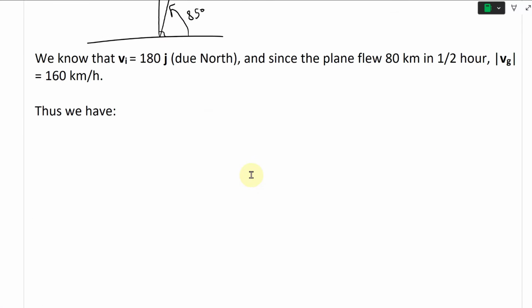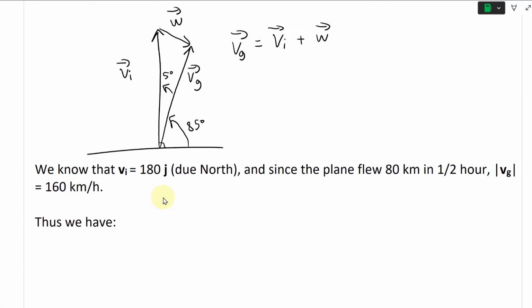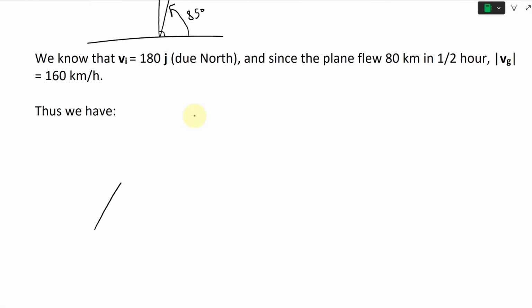Thus, first of all, we're going to determine this V_G as a vector. To do that, we can notice this part right here. This is V_G, and we also know that this right here is 85 degrees, again using basic trigonometry. And then this height right here goes like this.